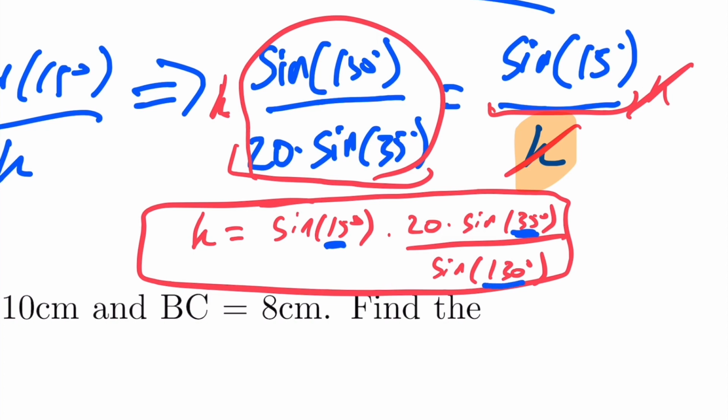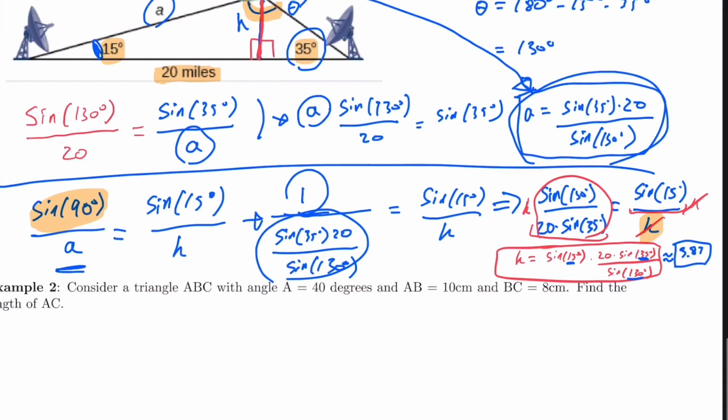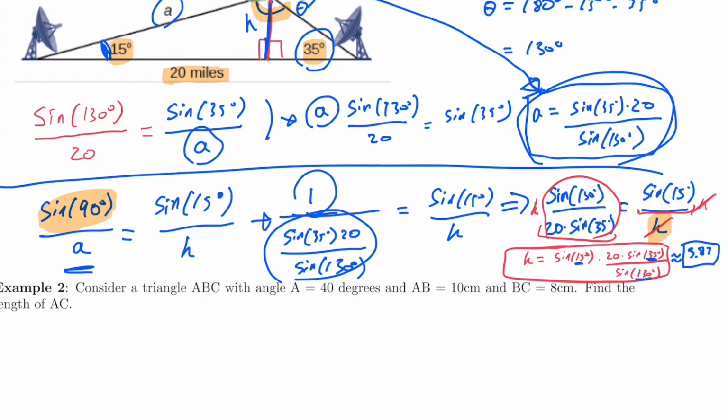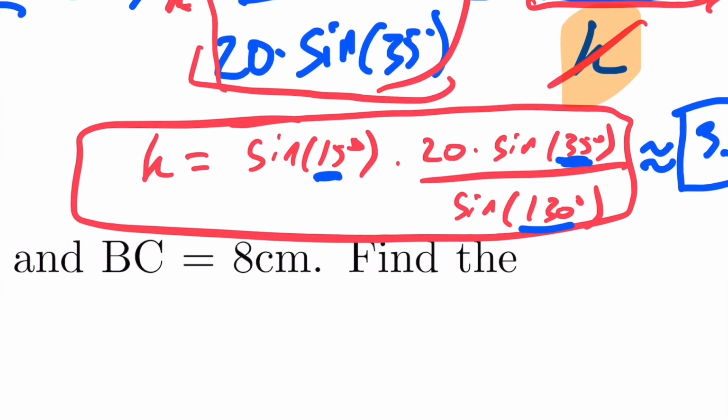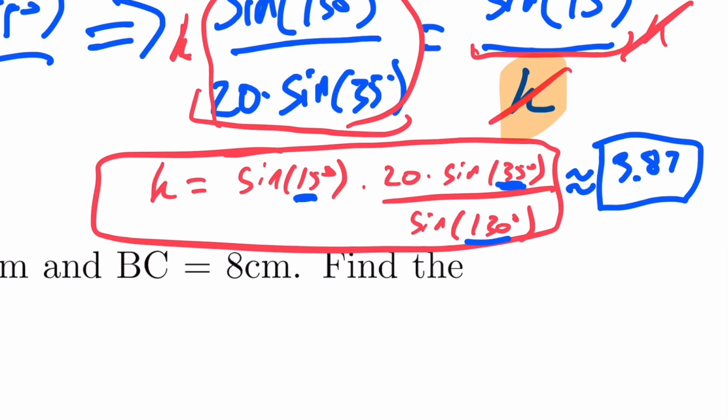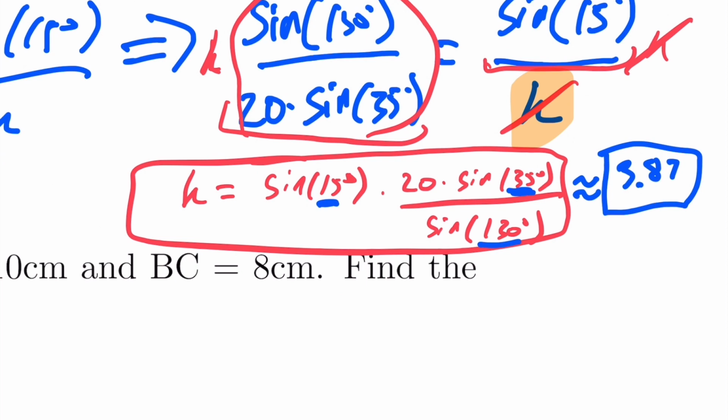So if you type this in a calculator, you get about 3.87 miles. So this is the final answer. So this length is about 3.87 miles. Again, I want to make it clear that for exams, for our purposes, this is acceptable.